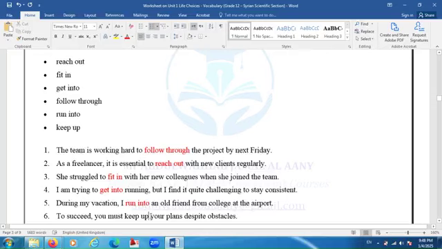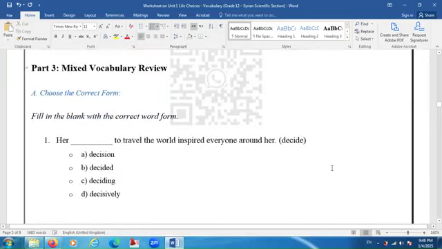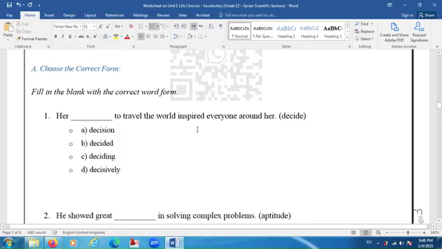To keep up your plans despite obstacles means to move on, to proceed, to continue. Okay? The last part, and then we have the writing. Mixed vocabulary review. Let's remember with each other. Fill in the blank with the correct word form or choose from the multiple choices.